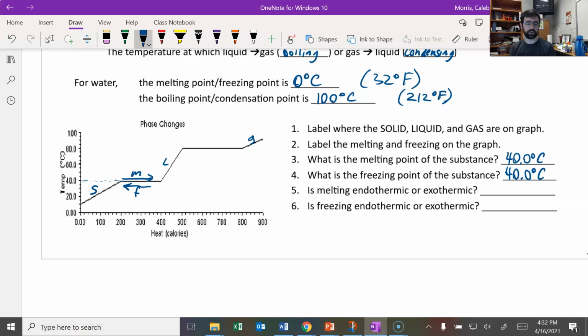Is melting endothermic or exothermic? Well, as long as we're moving that way, where heat is being added to the system or absorbed by the system, it's endothermic. As long as we're moving that way, where heat is being released by the system, it's exothermic, where it's being removed from the system.